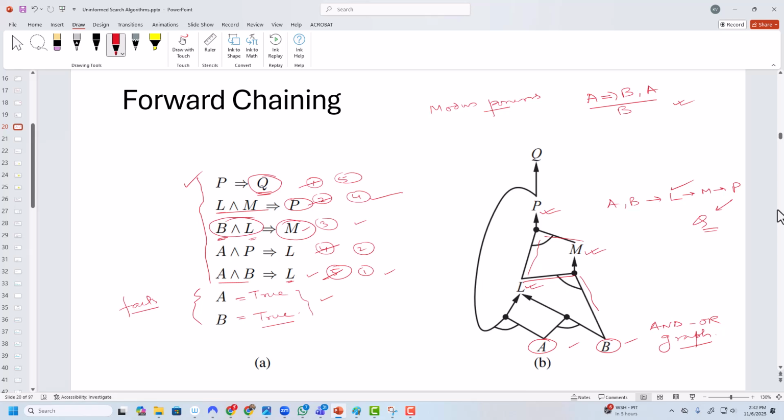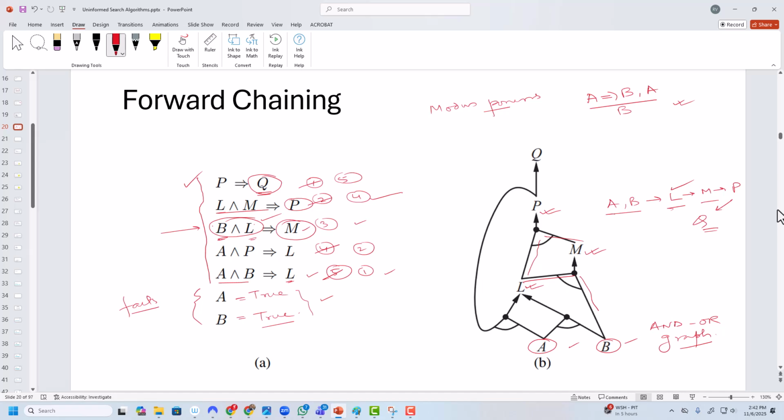We see, oh, this rule depends on the fact. Then we can apply that rule. So when all premises of a rule are known, that means when B and L are known, then only we can deduce its conclusion, and it adds to the agenda.